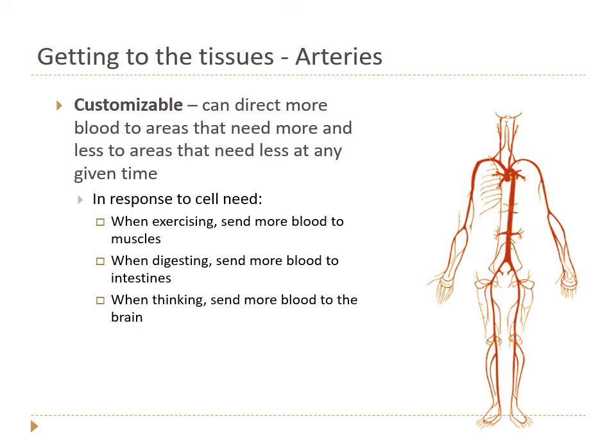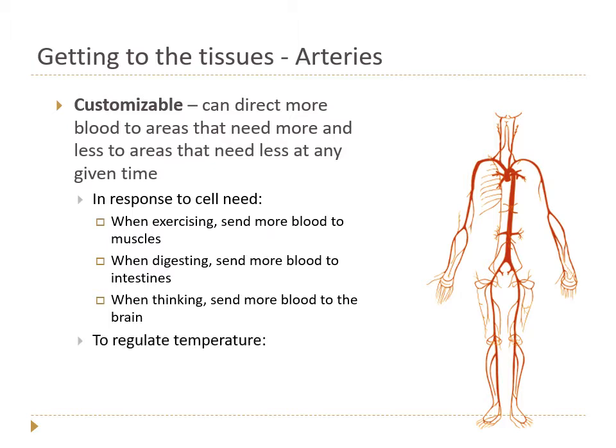So when we're exercising, we send more blood to those specific muscles that are working. When we're digesting, interestingly, we also send more blood to our intestines. Those arteries open up so we get more blood delivery to the intestines. And when you're thinking, you actually send more blood to your brain than you do when you're just zoning out.